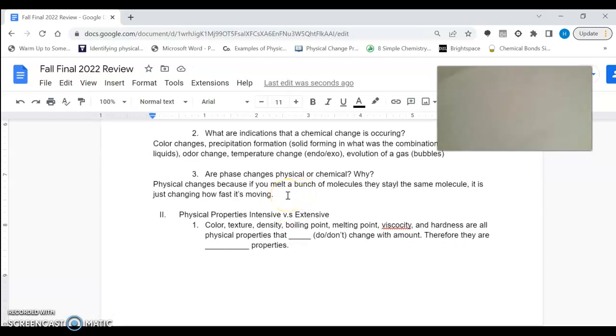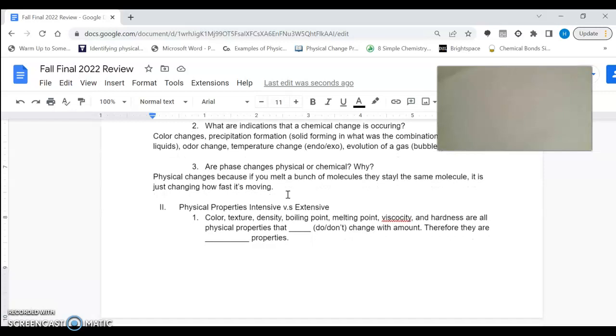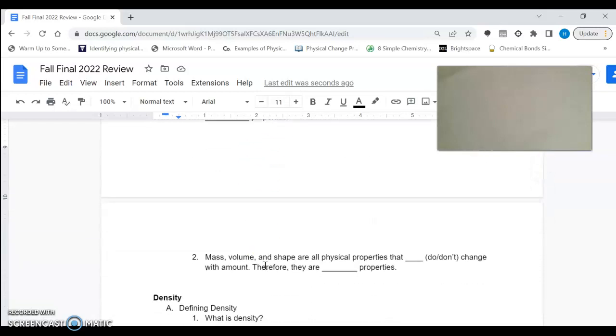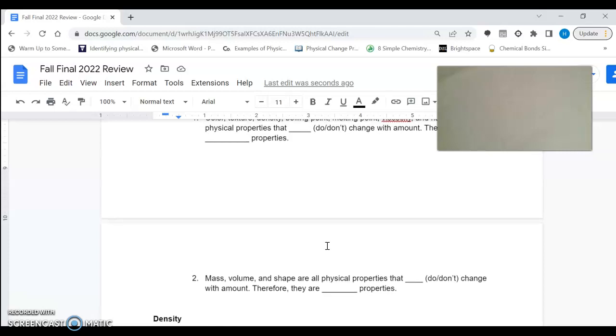Remember that includes melting and freezing, the difference going between liquid and solid, evaporation and condensation, which is liquid to gas and back, or sublimation and deposition, which is going between solid and gas without passing through liquid. Great. These are all properties that do not change with amount, therefore they are intensive. So intensive properties do not change with amount. We can use them to help identify something.